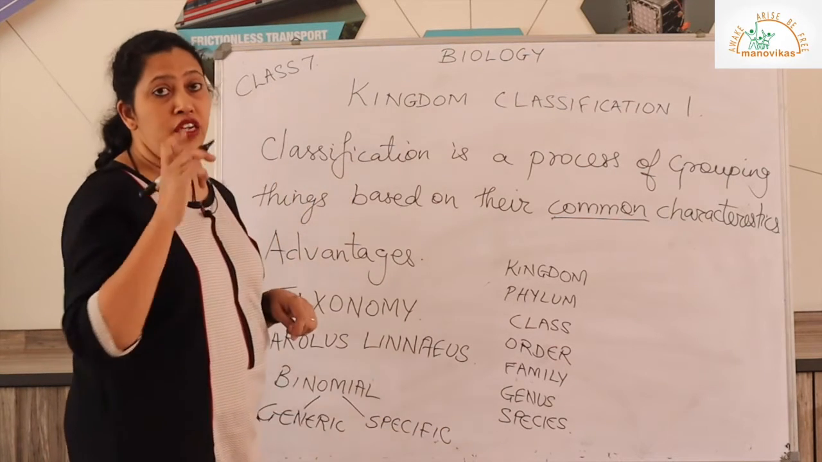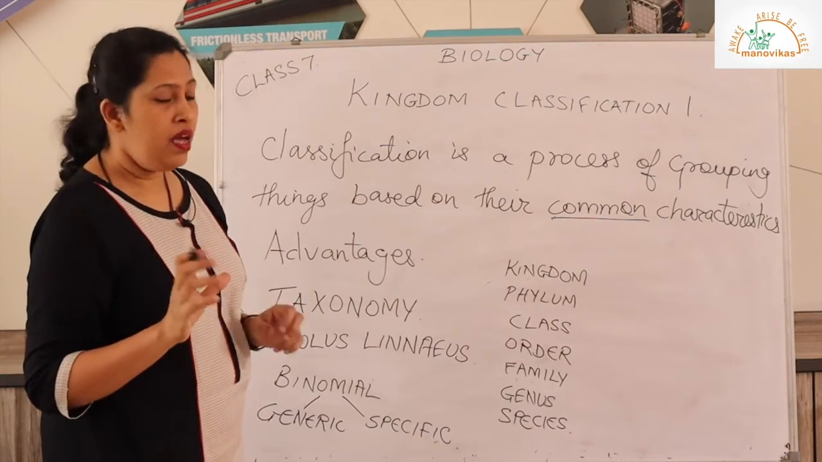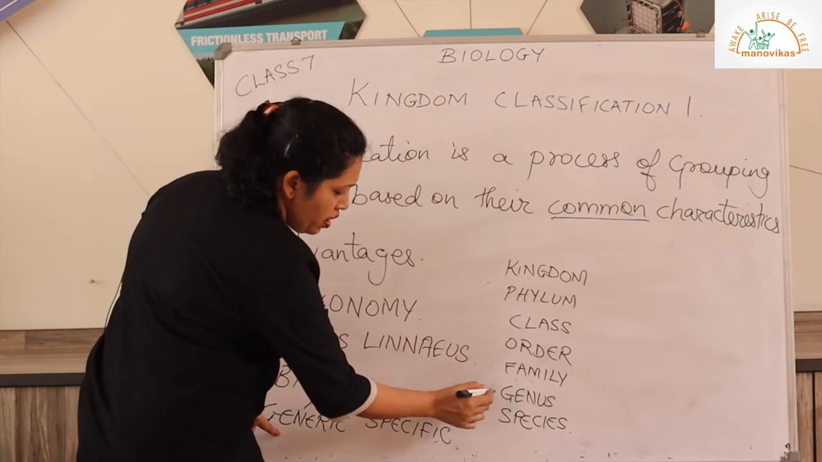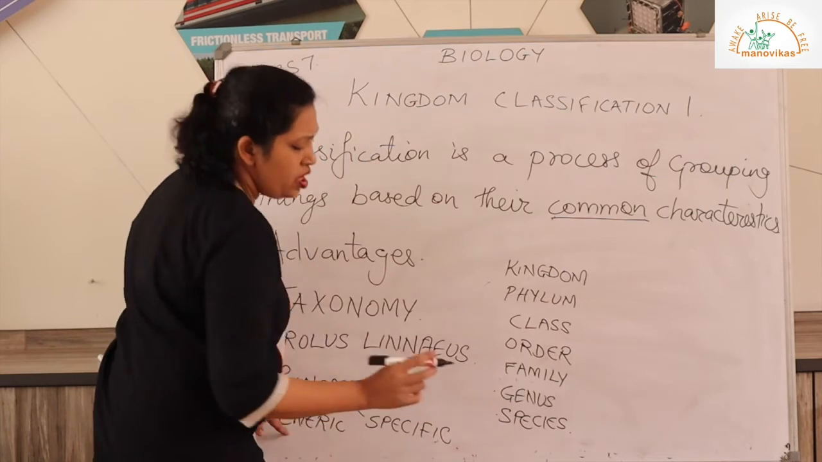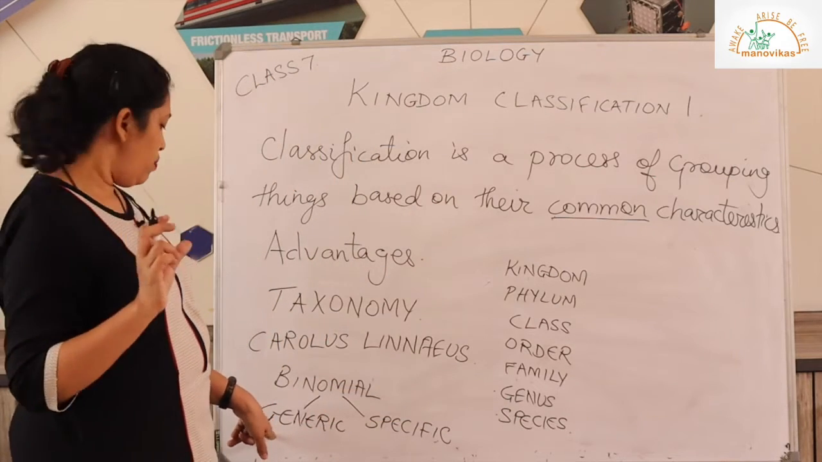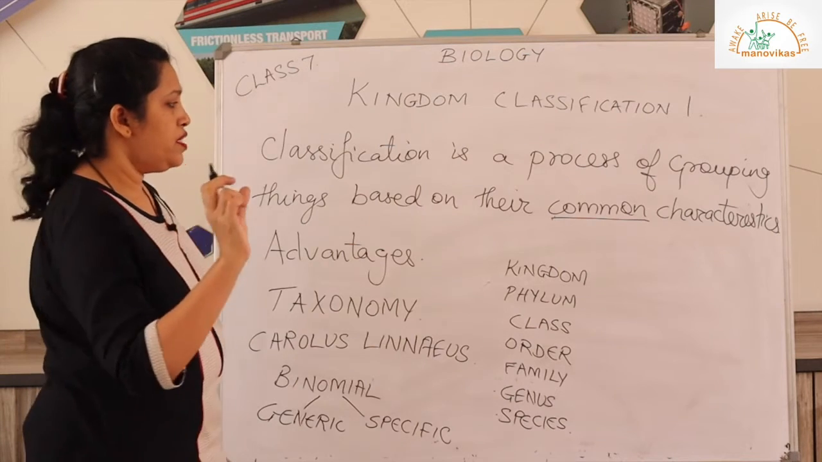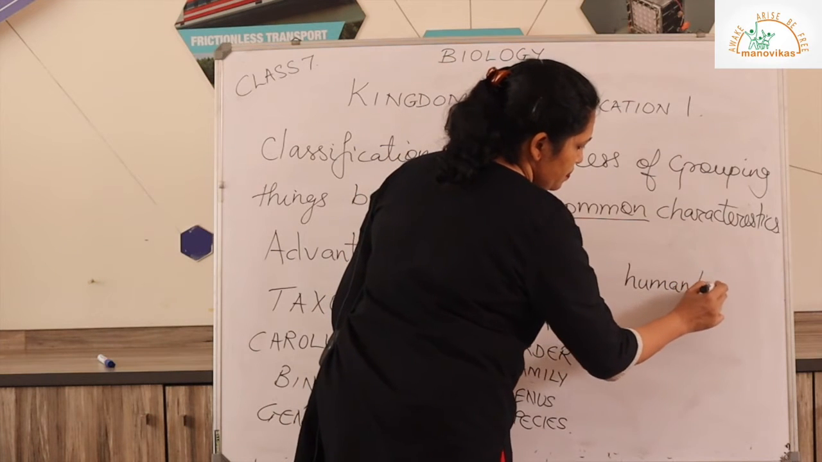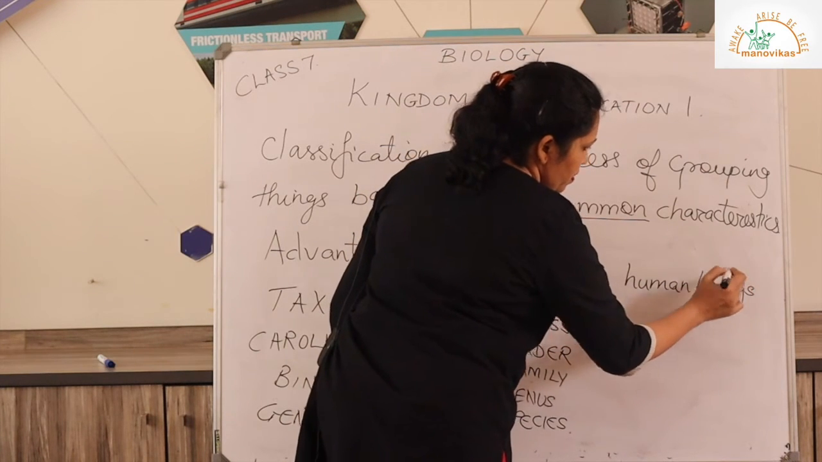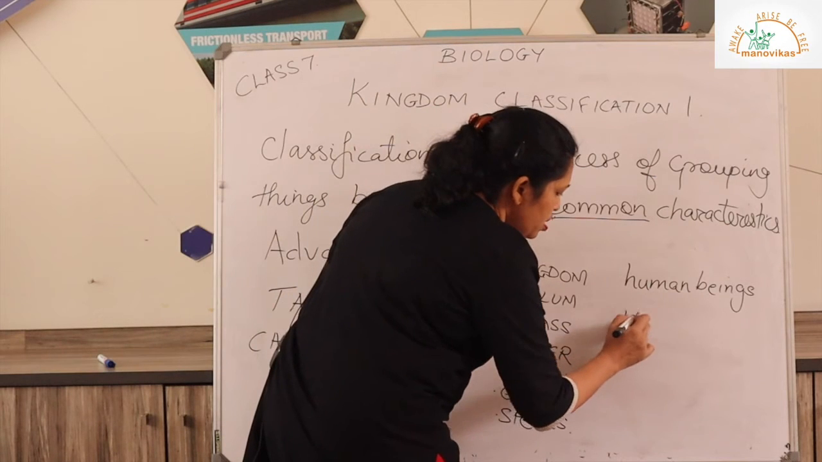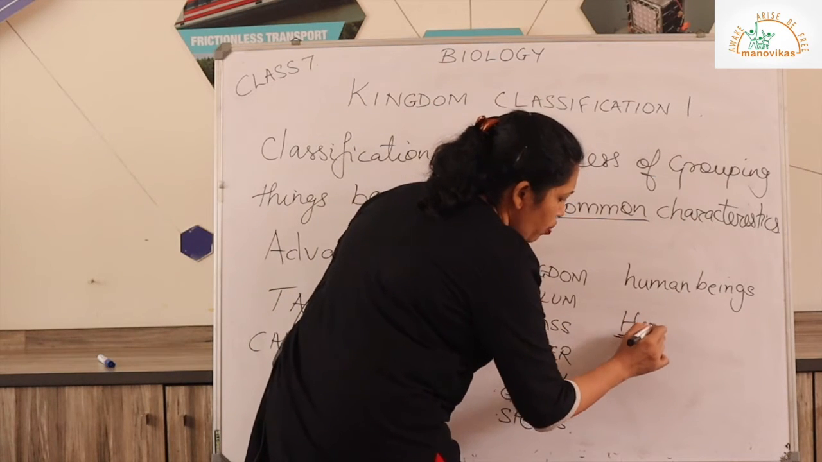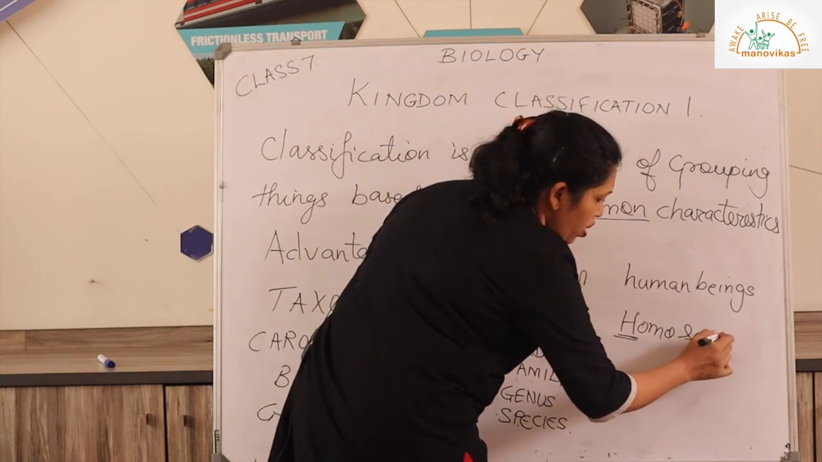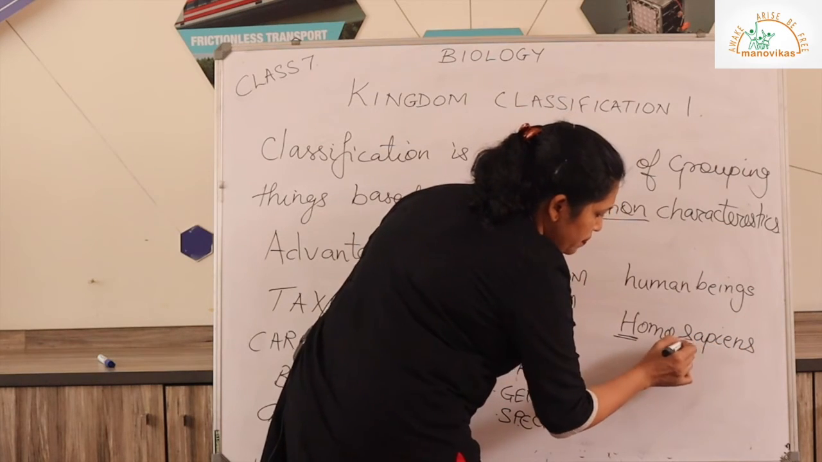Now every animal or plant, if you want to study, will have a scientific name, and it will have a generic name and a specific name. The generic name is the genus and the specific name is the species. Always the generic name will be written with a capital letter. So we will take an example of human beings. The name is Homo, written with a capital letter, and the specific or species name is sapiens. Always the letter is small.